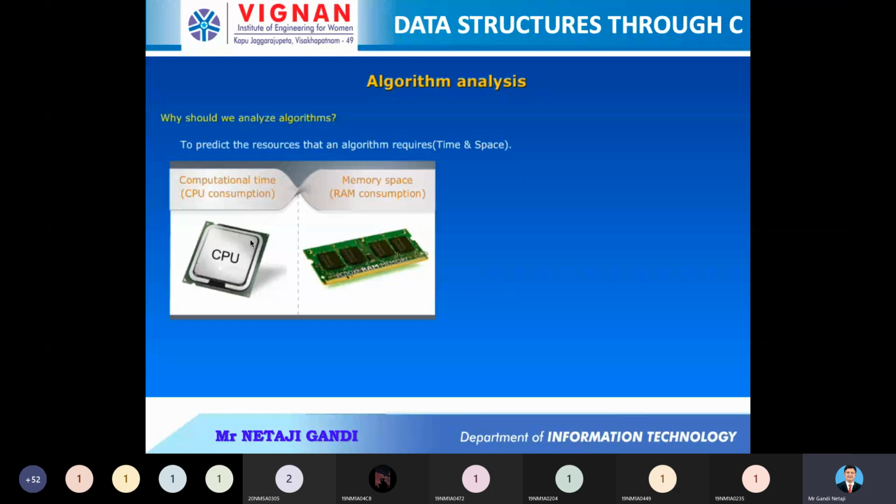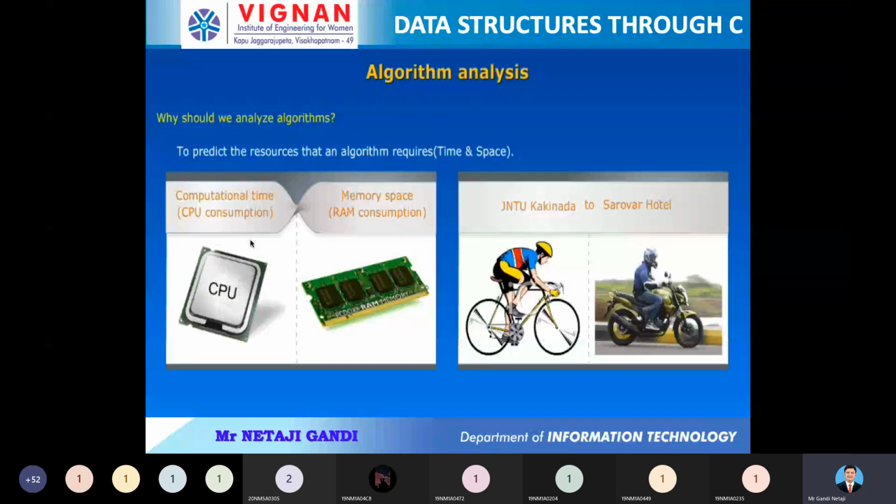Coming to time complexity, what are the requirements for time complexity? Can anyone please tell me? That is the CPU consumption and memory speed. Take a real-time example: if you travel from your college to your hostel by cycle or by bike, the speed of your bike and the speed of your cycle are different. That's why speed is very important. The speed is calculated using time complexity.